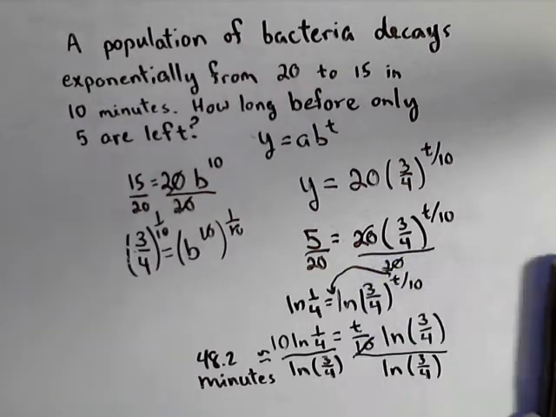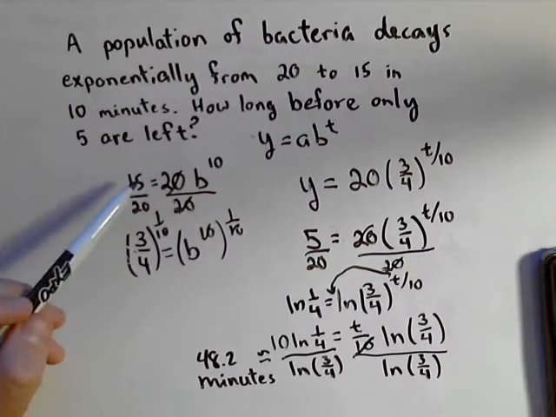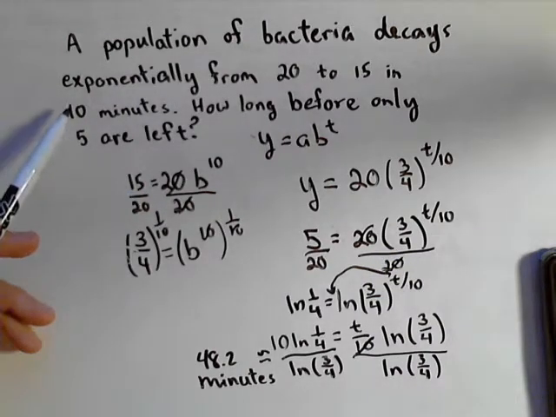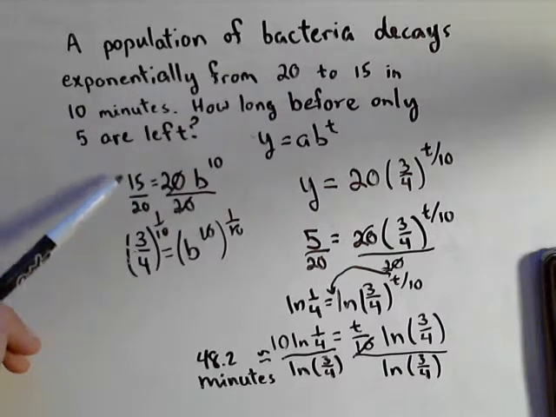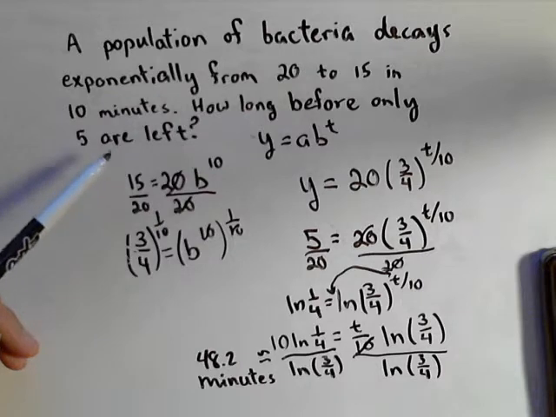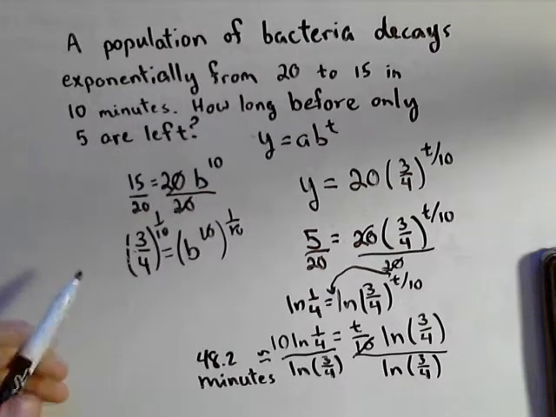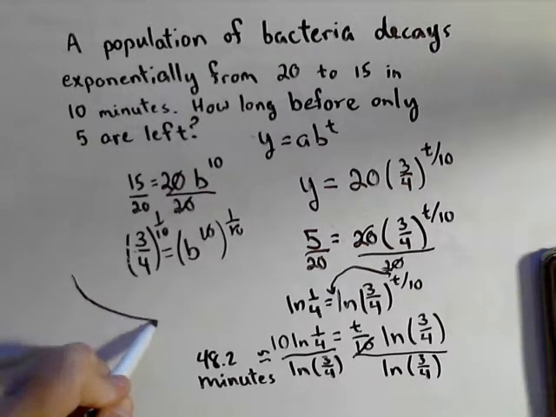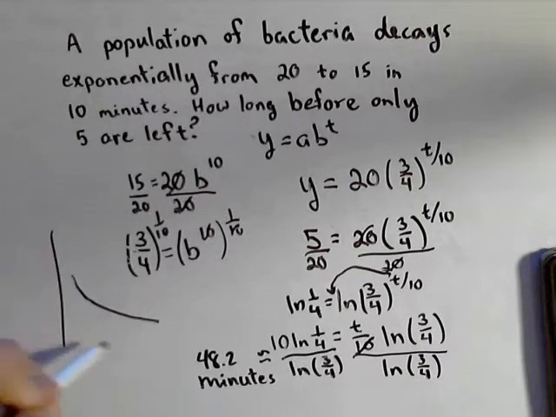Now, that may seem kind of weird at first, because we saw, hey, we lost 5 bacteria in only 10 minutes. But remember, this isn't linear. We're not losing 5 bacteria every 10 minutes. It's exponential. So what happens is it's going to decay quickly at first, and then slower and slower over time, because it's going to be concave up.